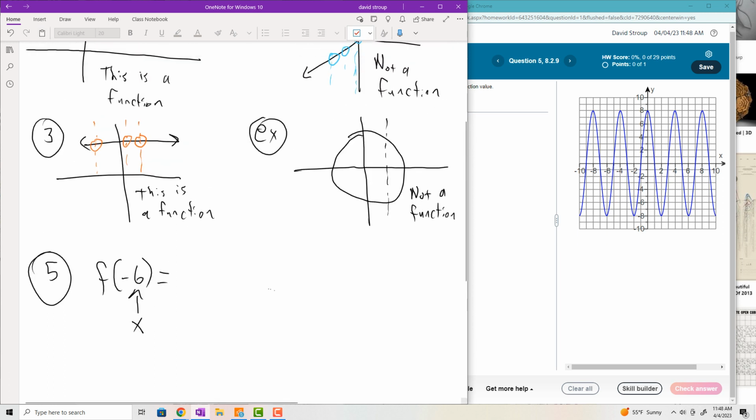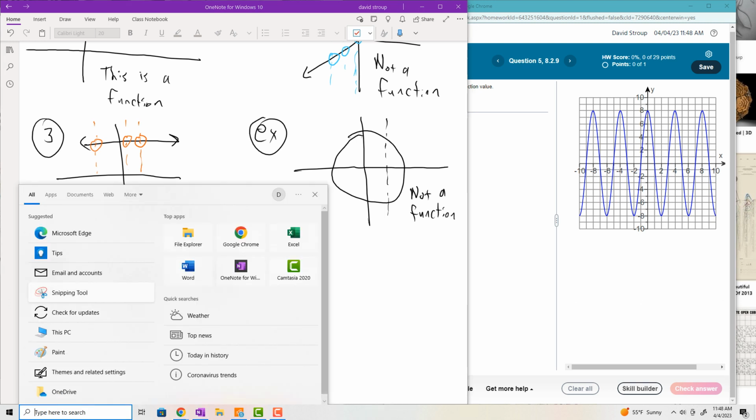Well, anyways, if you look at -6, the blue curve goes down to -8 there, so the output should be -8. So you just read it off the graph.